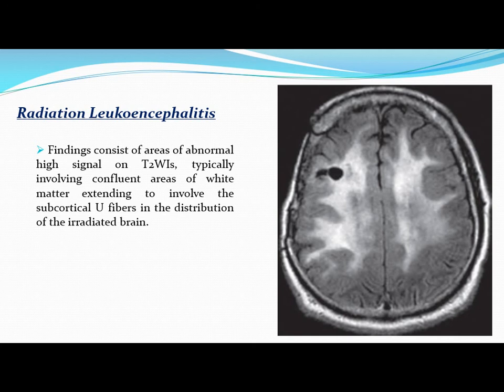Radiation leukoencephalopathy findings consist of areas of abnormal high signal on T2 images, typically involving confluent areas of white matter extending to involve the subcortical U fibers in the distribution of the irradiated brain.